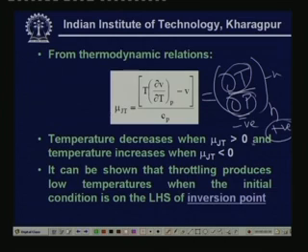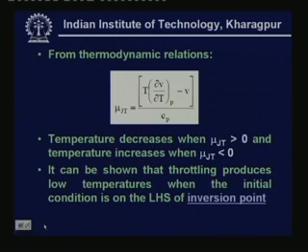If the Joule-Thomson coefficient is negative, that means dou P is negative, so dou T has got to be positive. Dou T positive means the temperature at the end of the throttling device will be higher than the temperature at the inlet to the throttling device. That means temperature increases. So from this you can say that when mu JT is greater than 0, temperature decreases, and when mu JT is less than 0, temperature increases. And it can be shown that throttling produces low temperatures when the initial condition is on the left hand side of what is known as an inversion point.